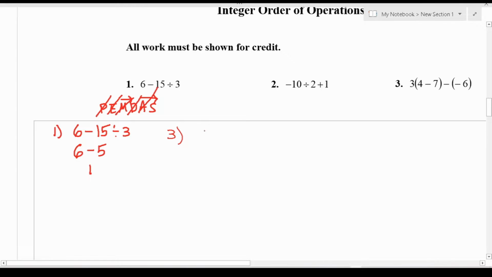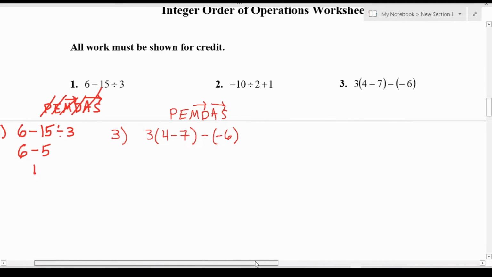All right, number 3. That's 3 times (4 minus 7) minus negative 6. To start, I'm going to go ahead and write down the order of operations. Please excuse my dear Aunt Sally. That is, you do parentheses first, exponents next, multiplication and division as they appear from left to right, addition and subtraction as they appear from left to right.